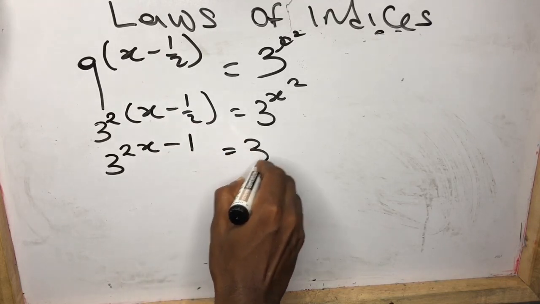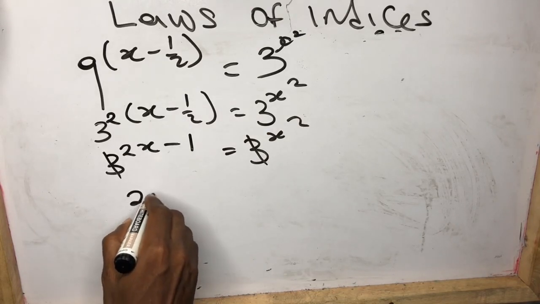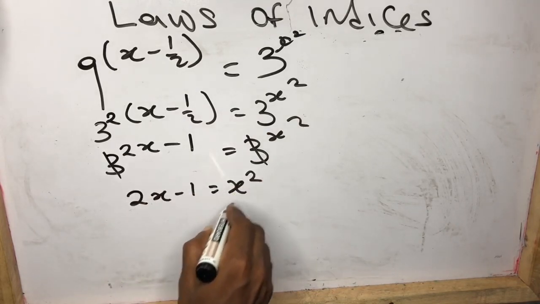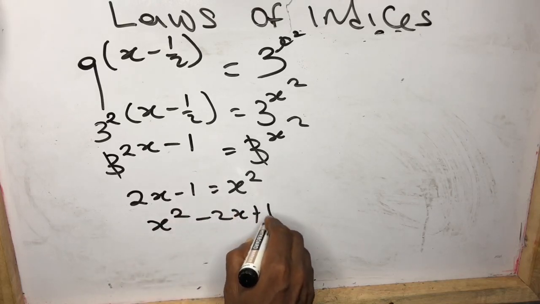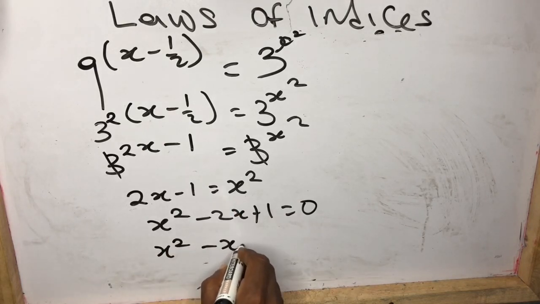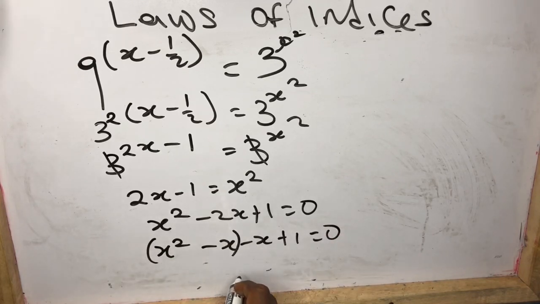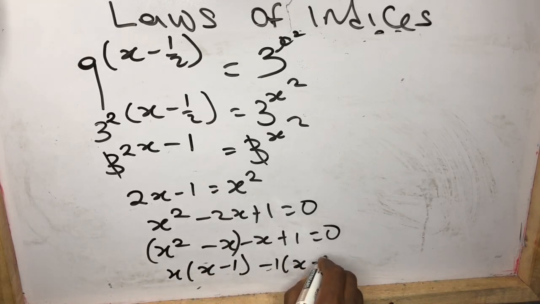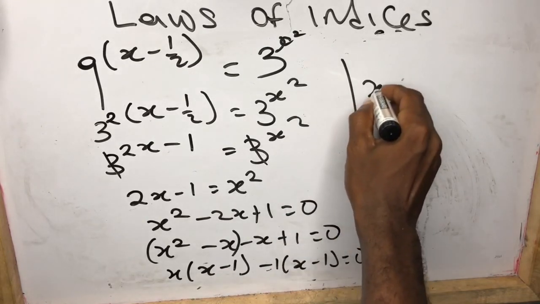So you have 2x minus 2 times half, which is 1, equals 3 raised to the power x, raised to the power 2. So you are left with 2x minus 1 equals x squared. So if you rearrange, you have x squared minus 2x plus 1 equals 0. So this is a quadratic equation, so you solve it quadratically. So you have x squared minus x minus x plus 1, so that will be x into bracket x minus 1.